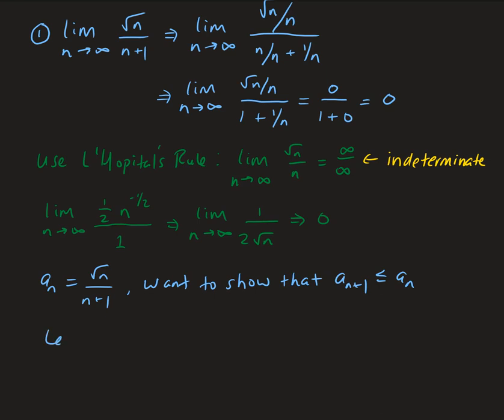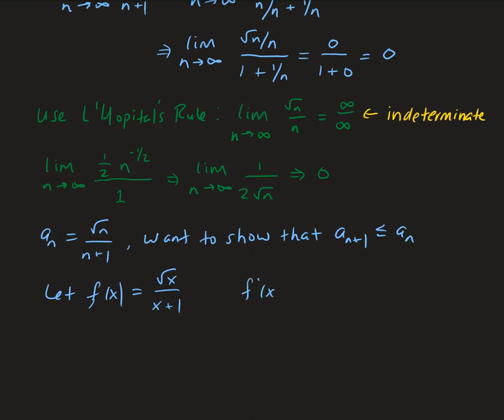All right, so let's define f to be the function root x over x plus 1. We're going to take the derivative of this. Using the quotient rule, that's going to give us 1 half x to the minus 1 half times the denominator, minus the derivative of the bottom, which is 1, times the top part, which is x to the 1 half, and then divide by x plus 1 squared.